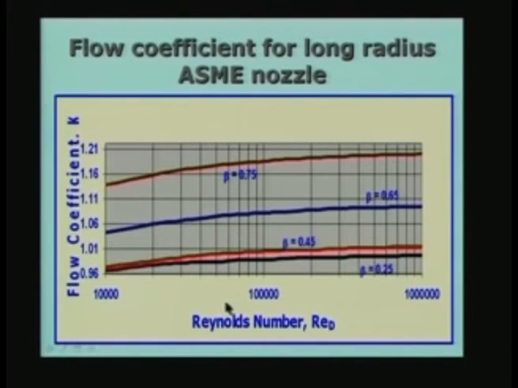So the flow coefficient for the long radius ASME nozzle is again shown here. If you remember, the flow coefficient is nothing but the product of the coefficient of discharge and the velocity of approach factor, and the velocity of approach factor is given by 1 over square root of 1 minus (A2 by A1) whole squared. A2 by A1 is now (d by D) whole squared, because area is proportional to diameter squared, and therefore the velocity of approach factor is nothing but 1 over square root of 1 minus beta to the power of 4. We can easily see that.